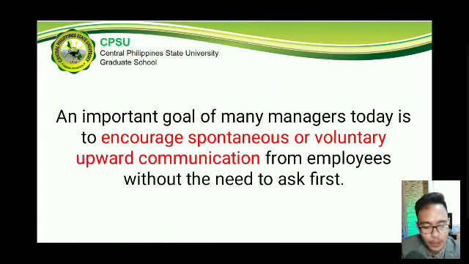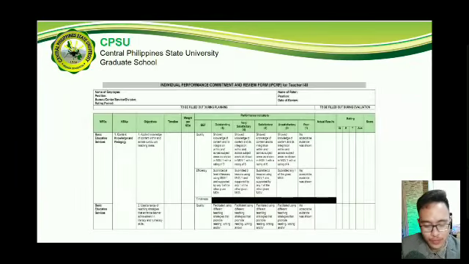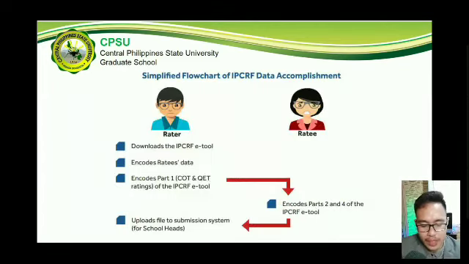So let's go back to the IPCRF. Let's look at the simplified flowchart of IPCRF data accomplishment. As you can see in the diagram, let's focus on the ratee since the job of the rater is an SOP already. So the ratee accomplishes the forms, which includes rating themselves. The ratee is the teacher.